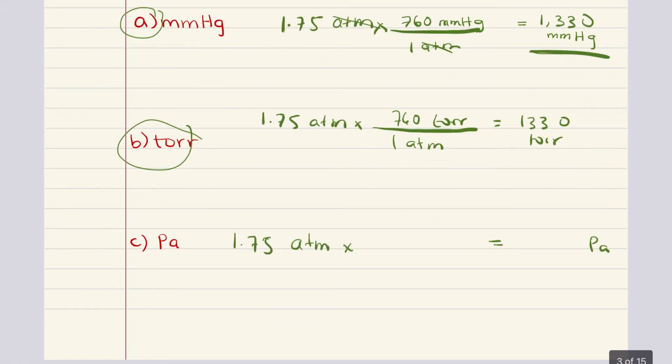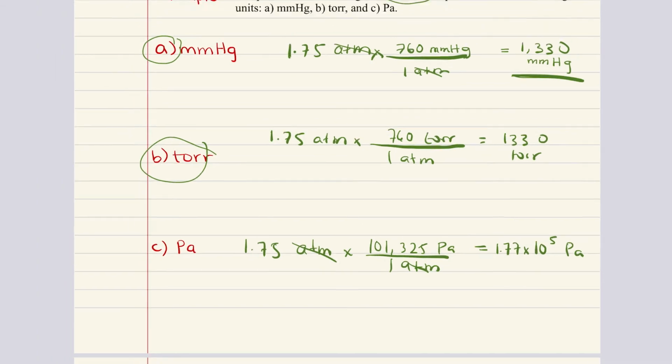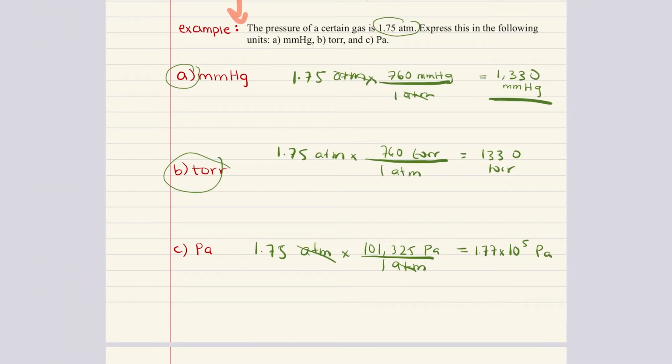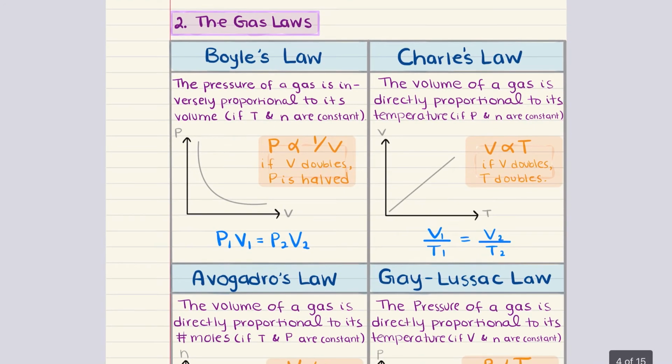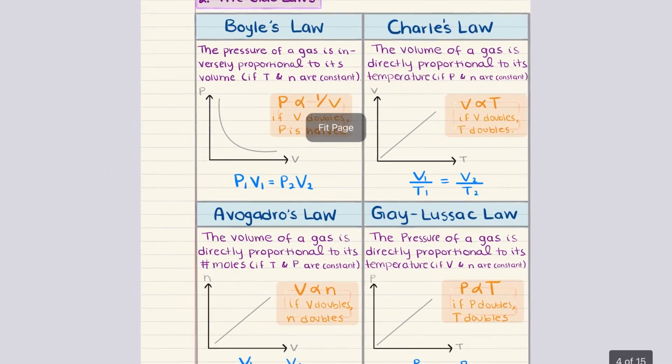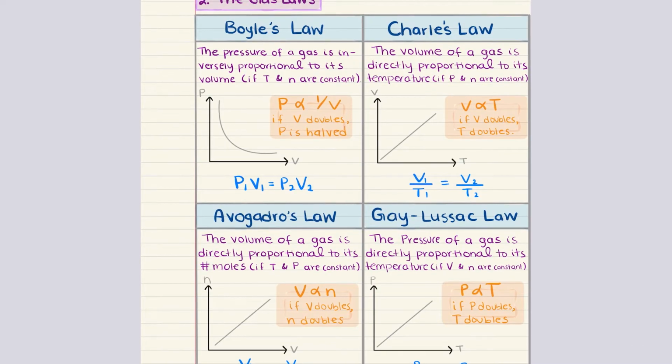We're going to put 1 atmosphere in the denominator so that the units cancel out, and then we'll put 101,325 pascals. Atmospheres cancel out. We're going to get our answer in units of pascal, and if you plug it into a calculator, the answer is 1.77 times 10 to the power 5 pascals. And there we have it. We did a couple of conversions between different units of pressure. And with that, we can go ahead and move into our second objective on the gas laws.